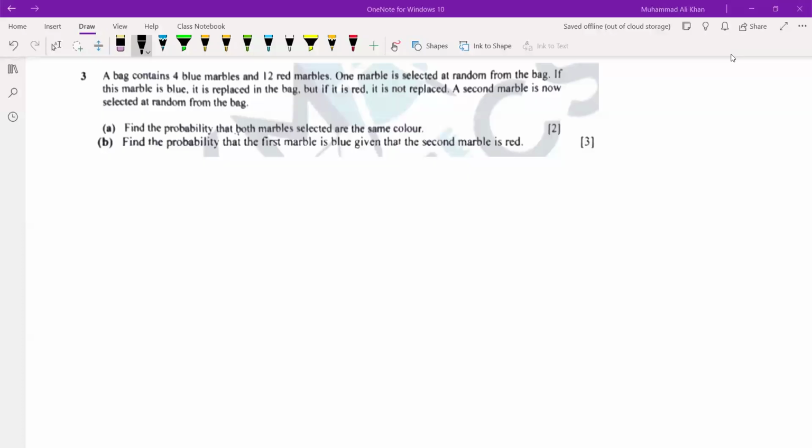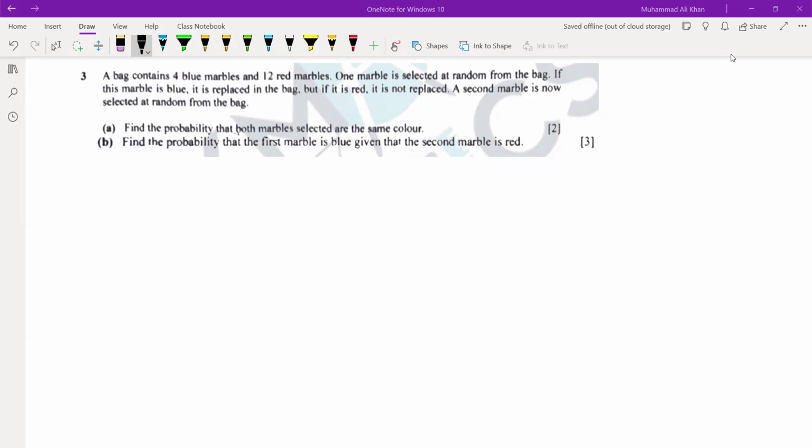Now, question number 3. A bag contains 4 blue marbles and 12 red marbles. One marble is selected at random from the bag. If this marble is blue, it is replaced in the bag, okay? But if it is red, it is not replaced. This is about the first marble. Now, a second marble is selected at random from the bag. Find the probability that both marbles selected are the same color.